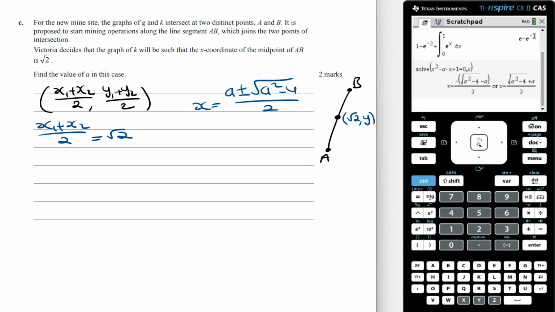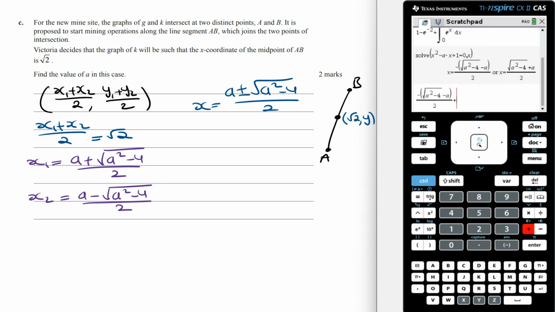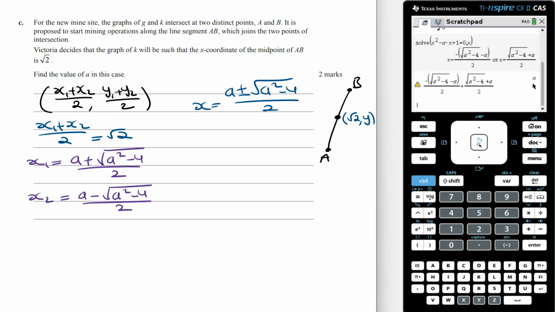So x1 is a plus the square root of a squared minus 4, over 2, and x2 is a minus the square root of a squared minus 4, over 2. If we sub this into the equation we just got, x1 plus x2 is equal to a, and so a on 2 is equal to root 2. Solving for a, we get a equals 2 root 2. And that's it for this question.